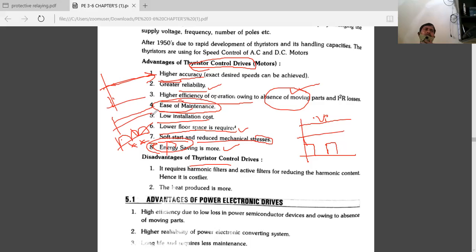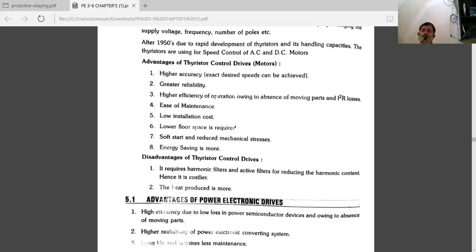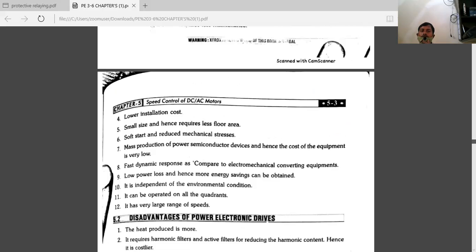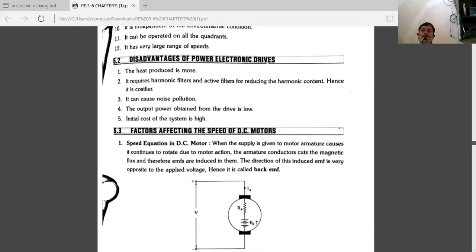Because of these harmonics, temperature rise will be more. That is a disadvantage, so heat. Because of these harmonics, heat will be more. These are the disadvantages of the chopper and the advantages of the chopper.